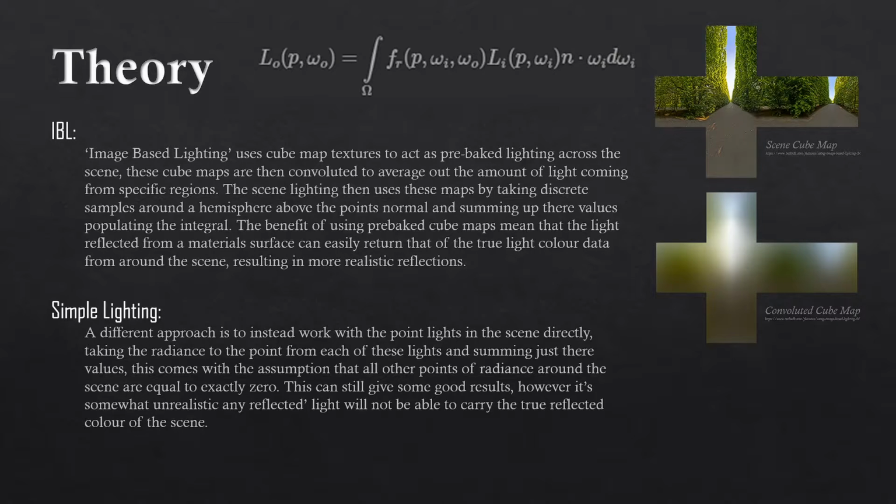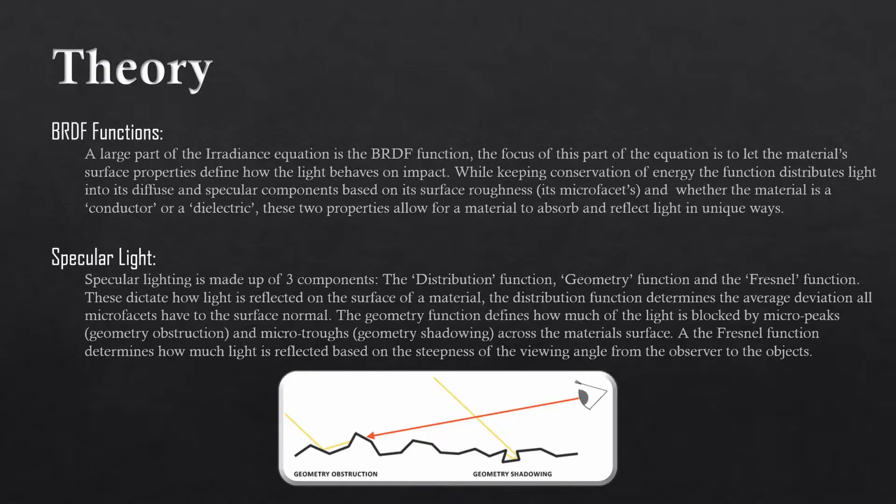A simpler approach, however, would be to just use point lights in the scene, taking the radiance of all directions except towards these lights as equal to 0, whereas the radiance towards these lights is taken as 100% of the light's energy. On top of calculating the radiances from the light sources to the point in space, the bidirectional reflection distribution function is also used. This function is used to describe how the material's surface properties interact with light.